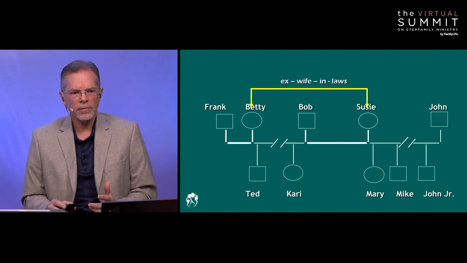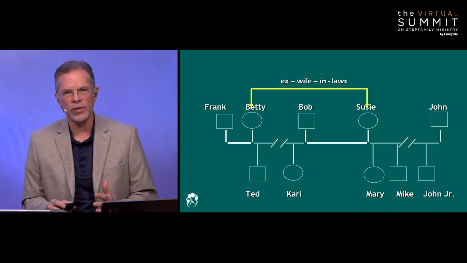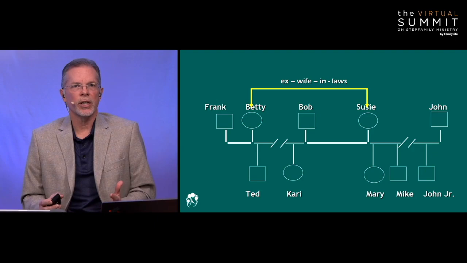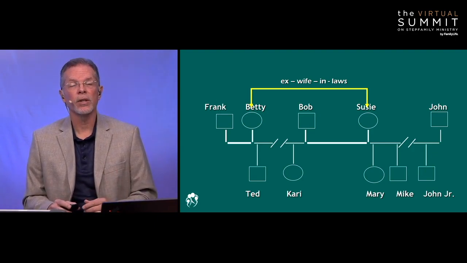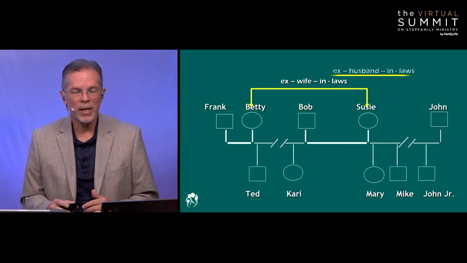Something's come up. And Bob's got to scramble. He's got to call Susie. She's going to scramble. And their schedule changes. Seems like what happens between these households has a lot of impact. Well, Bob has an ex-husband-in-law.